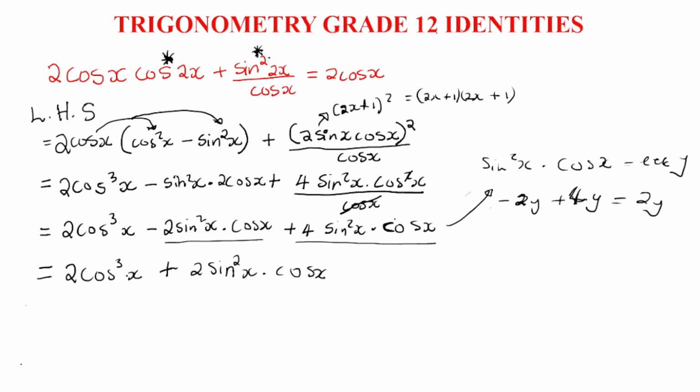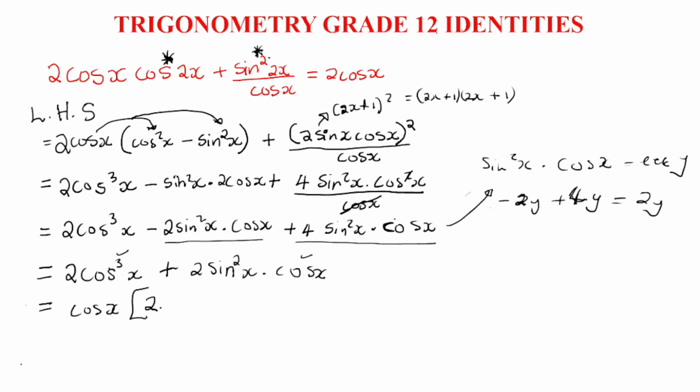Okay, so now let's have a look here. What do we have here? We've got 2 cos to the power of 3x, and then here we also have got a cos as well. So we've got a cos here, we've got a cos there. Therefore, to simplify this, we will take out a common factor of cos x.